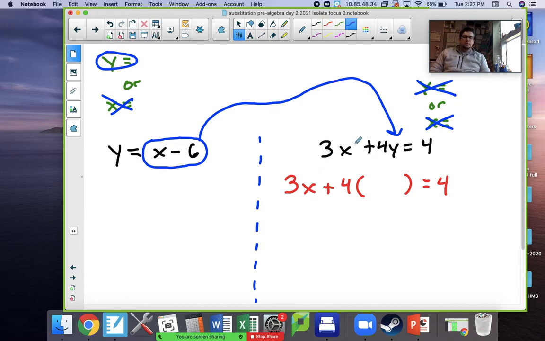The 3x, the plus, the 4, the equals, the 4, all are there. The only thing that I'm doing is, this is where that y used to live. I'm going to take the y out of the problem and replace it with the information that I have circled over here. Y and x minus 6 are considered to be the same in this problem. We're then able to distribute the 4.